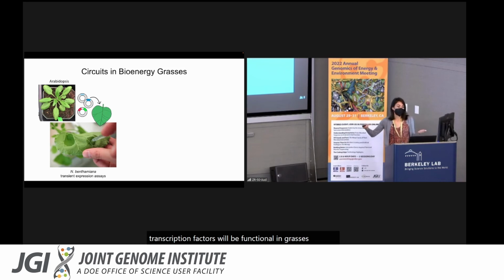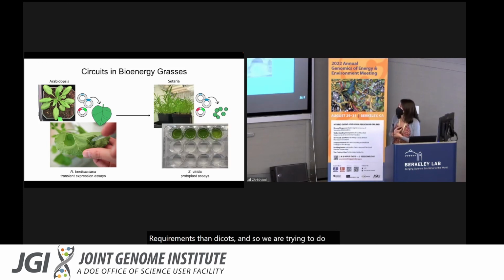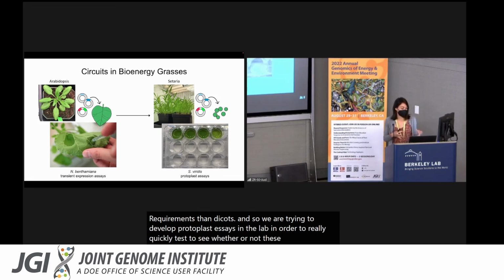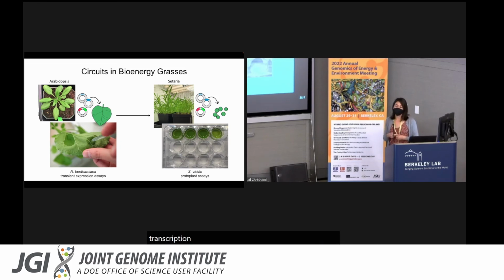Monocots are relatively different in terms of expression requirements than dicots. And so we are trying to develop protoplast assays in the lab in order to really quickly test to see whether or not these same types of synthetic transcriptional regulators will be functional in grass cell types. So this is just pictures from my lab where we're starting to use protoplasts for transient expression.